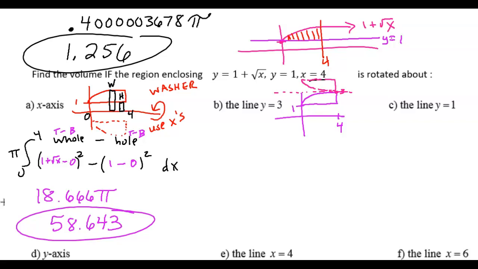So either way, though, we're spinning it around something parallel to an x-axis, so we want to use x's. And it's a washer, because I can put water in it. So pi, we still want to use x limit, so it's still 0 to 4. And it's going to be whole minus whole dx.